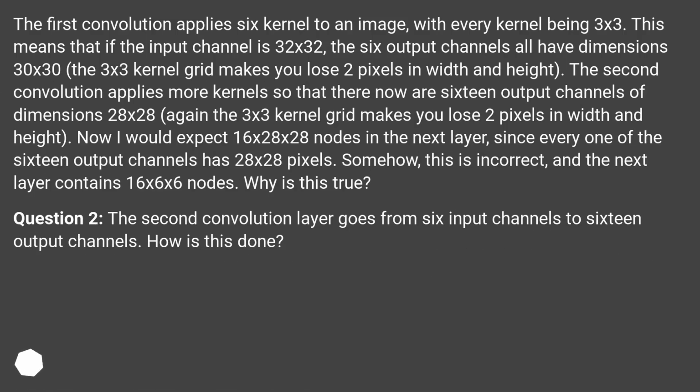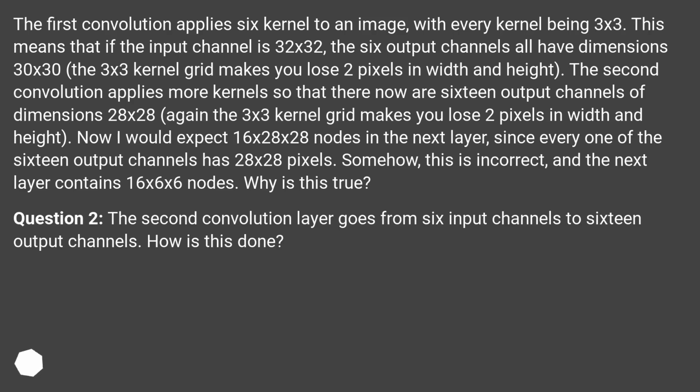The first convolution applies 6 kernels to an image, with every kernel being 3 by 3. This means that if the input channel is 32 by 32, the 6 output channels all have dimensions 30 by 30, the 3 by 3 kernel grid makes you lose 2 pixels in width and height. The second convolution applies more kernels so that there now are 16 output channels of dimensions 28 by 28. Again, the 3 by 3 kernel grid makes you lose 2 pixels in width and height.